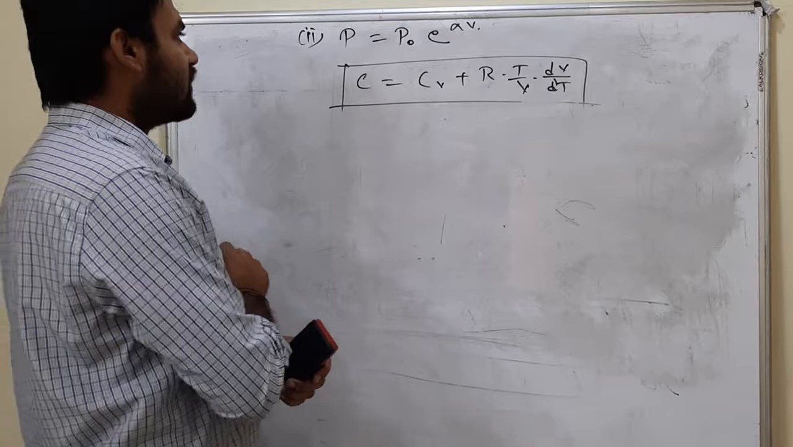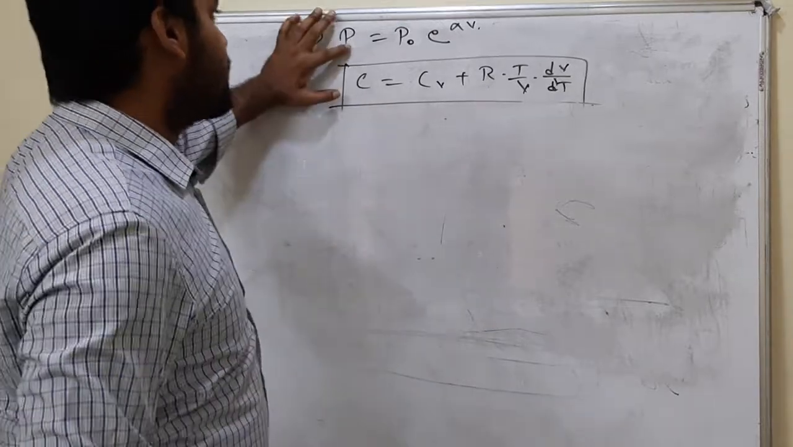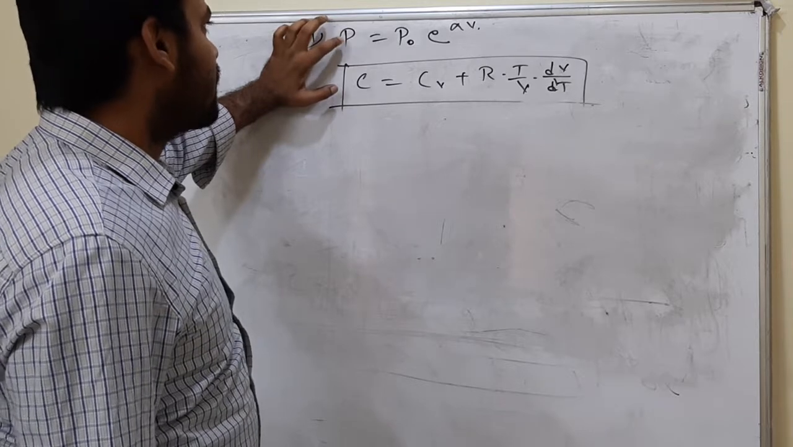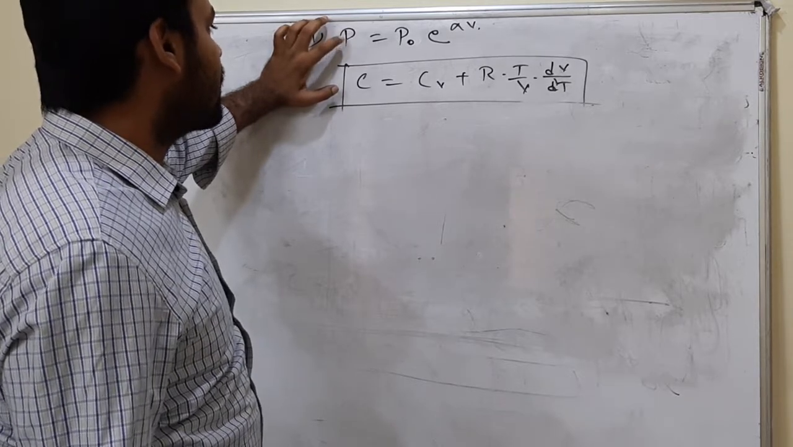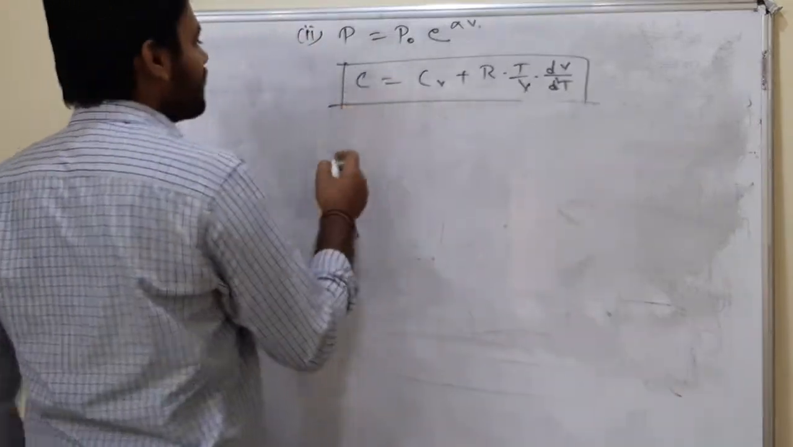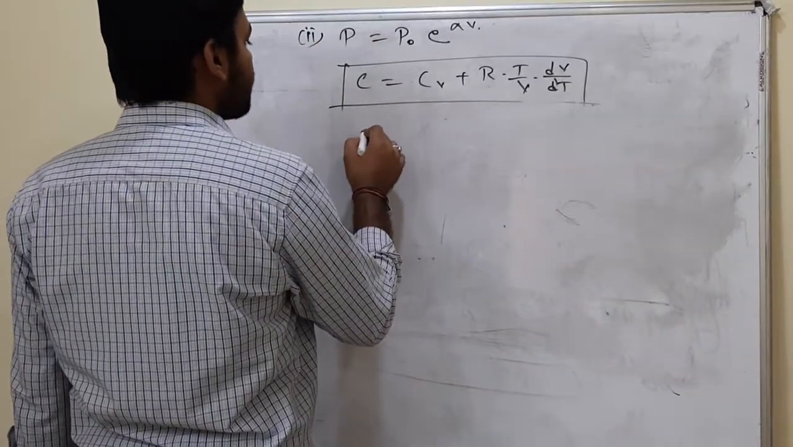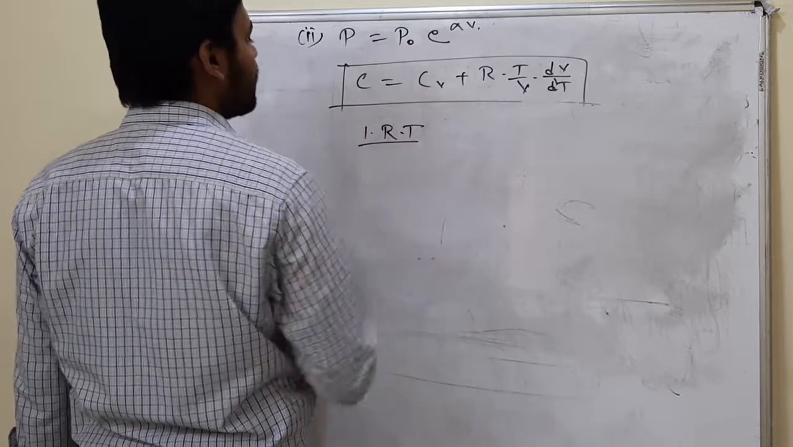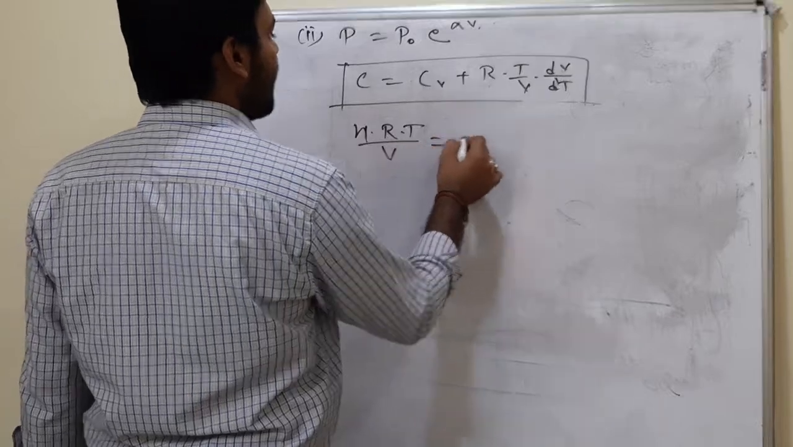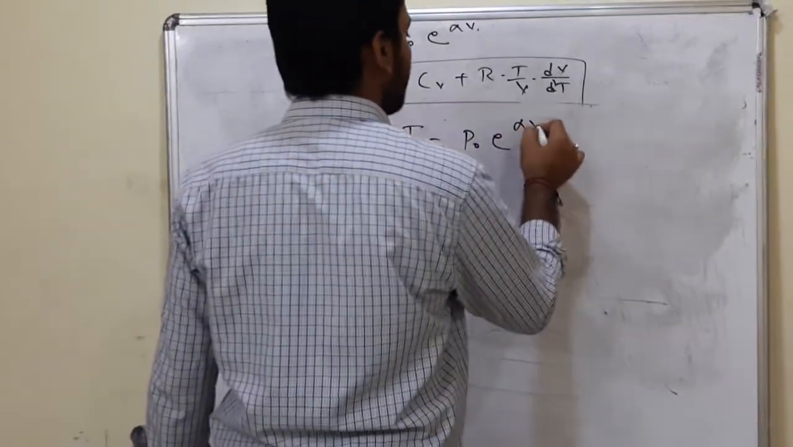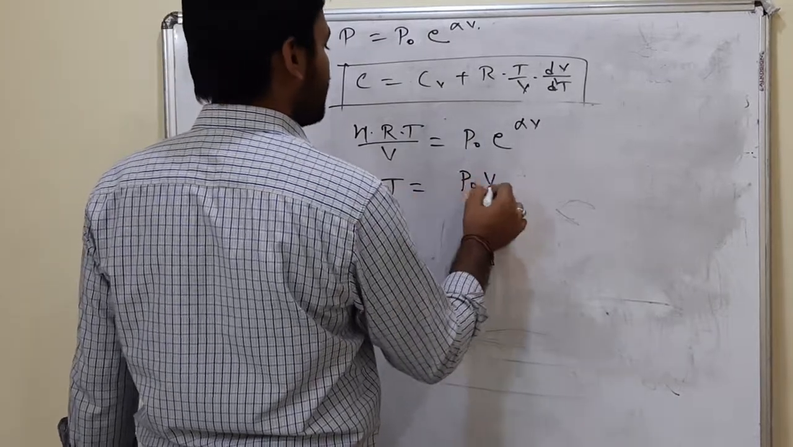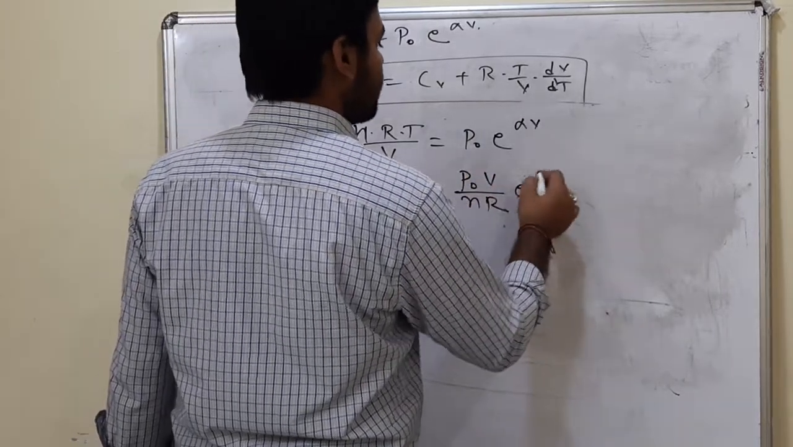Now think, here it is not in terms of temperature or volume. So first of all I should write this pressure in terms of volume and temperature, using the ideal gas equation. P equals nRT divided by V, and this is P naught e to the power alpha V. Okay, so T equals P naught V divided by nR, e to the power alpha V.